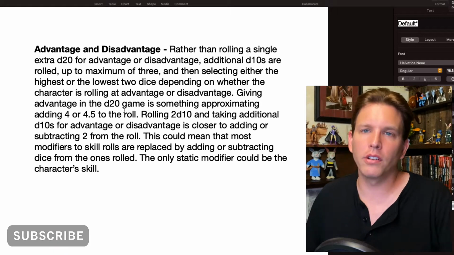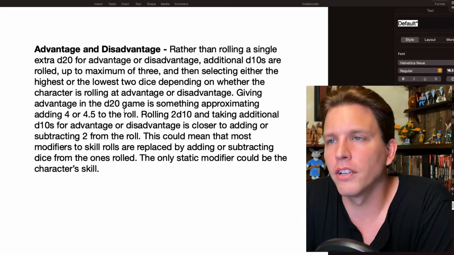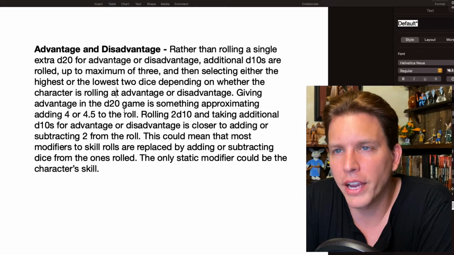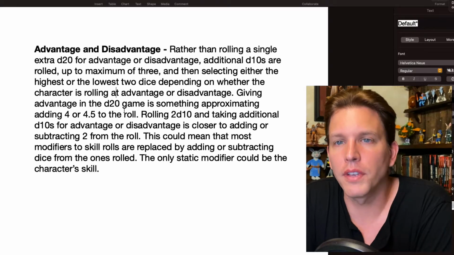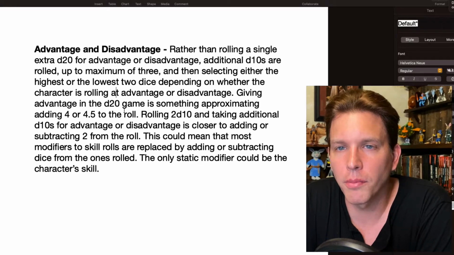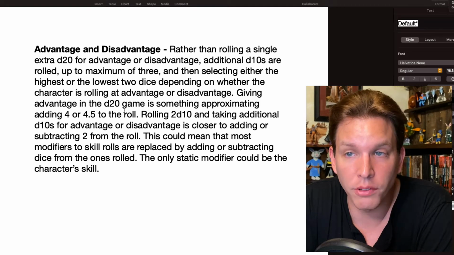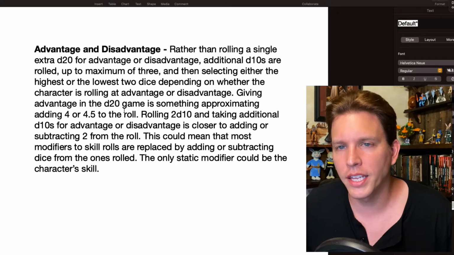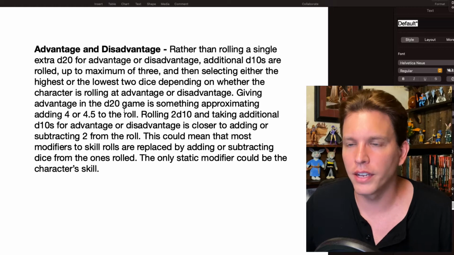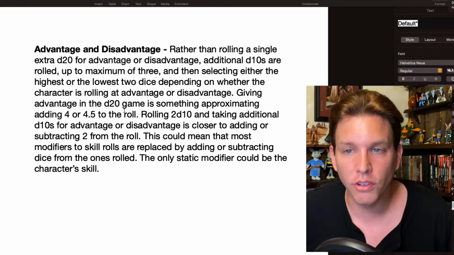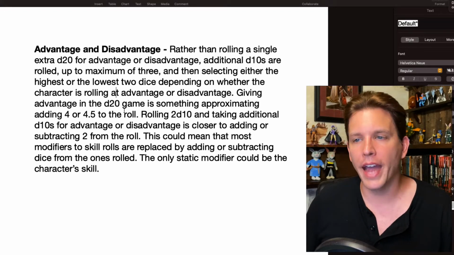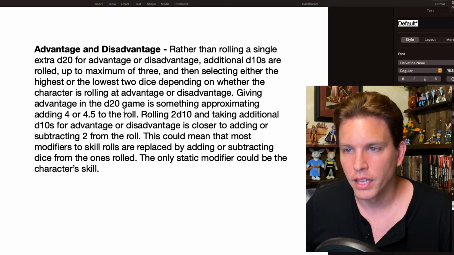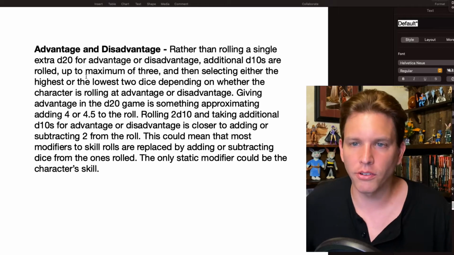Rather than rolling a single extra d20 for advantage or disadvantage, additional d10s are rolled up to a maximum of 3, and then selecting either the highest or the lowest 2 dice depending on whether the character is rolling at advantage or disadvantage. Giving advantage in the d20 game is something approximating adding 4 or 4.5 to the roll. Rolling 2d10 and taking additional d10s for advantage or disadvantage is closer to adding and subtracting 2 from the roll. This means that most modifiers to skill rolls are replaced by adding or subtracting dice from the ones rolled. The only static modifier could be from the character's skill.